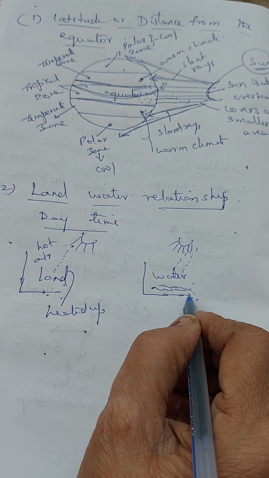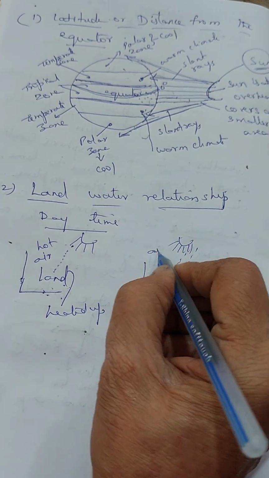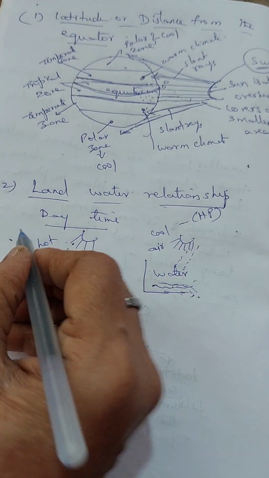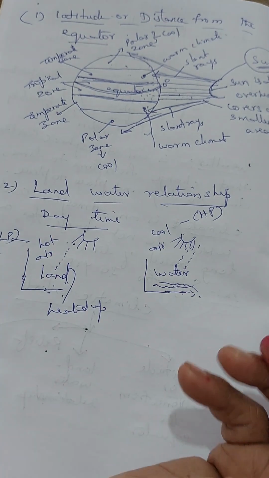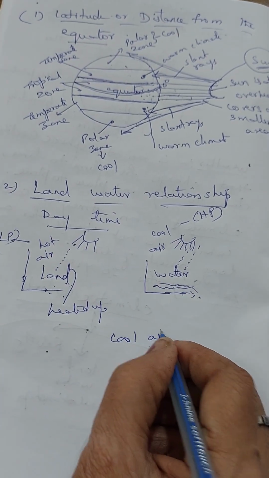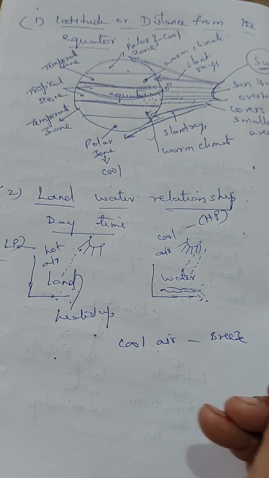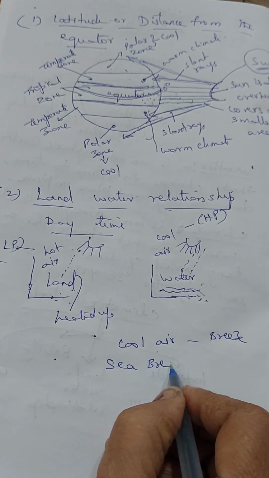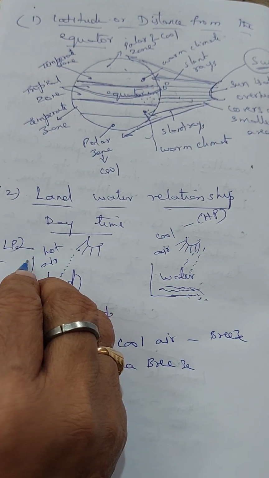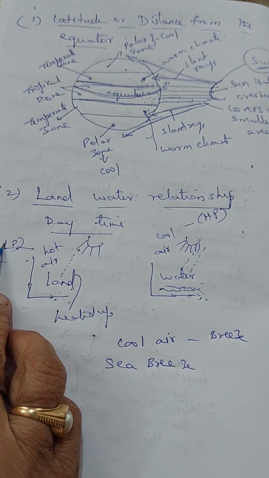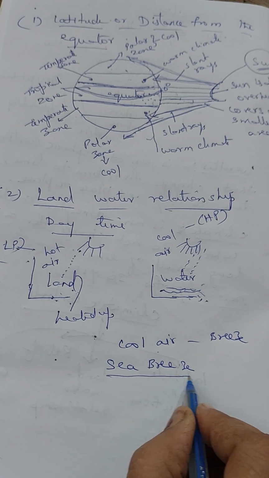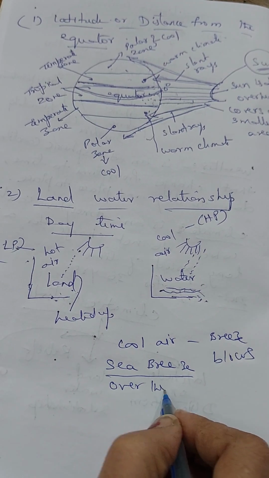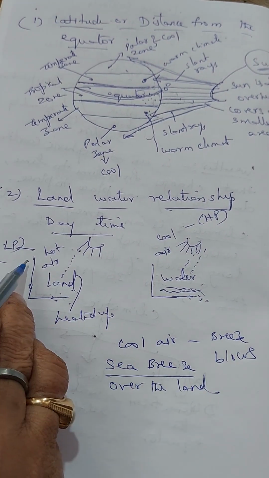So when the surface of water is cool, then air over the water will be cool air. When cool air is there, it has high pressure. When hot air is there, it has low pressure. Cool air is called breeze, children. So the cool air which is on the sea is called sea breeze. Sea breeze blows over the land and makes the hot air cool. Sea breeze during the daytime blows over the land and makes the hot air cool.